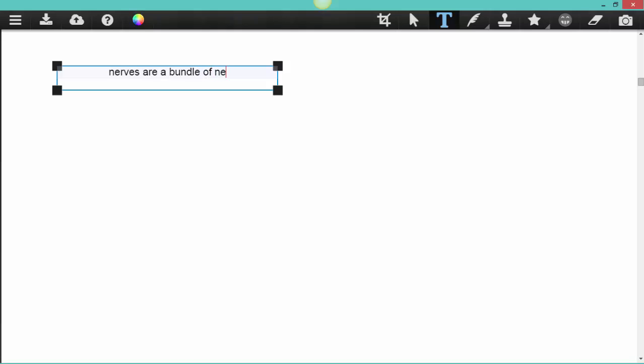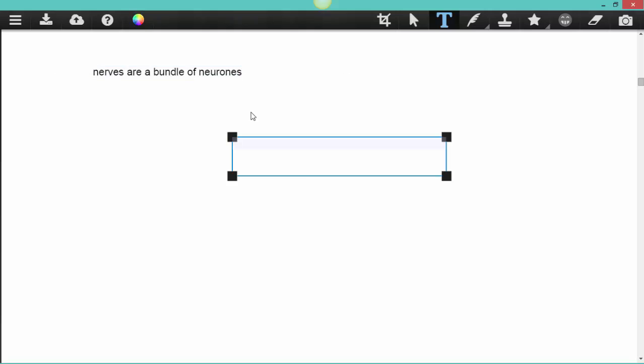So the PNS consists of nerves, and nerves are a bundle of neurons. So we're going to learn about neurons. There are basically three types of neurons.